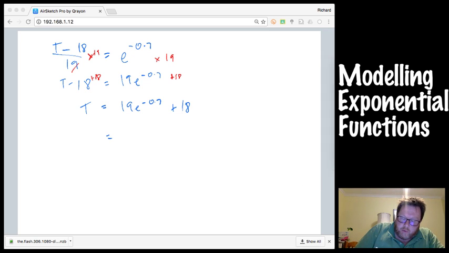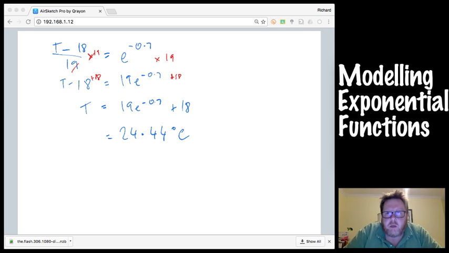So that equals 27.44 degrees Celsius. So that would be the temperature. So if they took the body temperature, that's what we would expect it to be, around 24-25 degrees Celsius after that many number of hours. Okay, that's that particular one done.